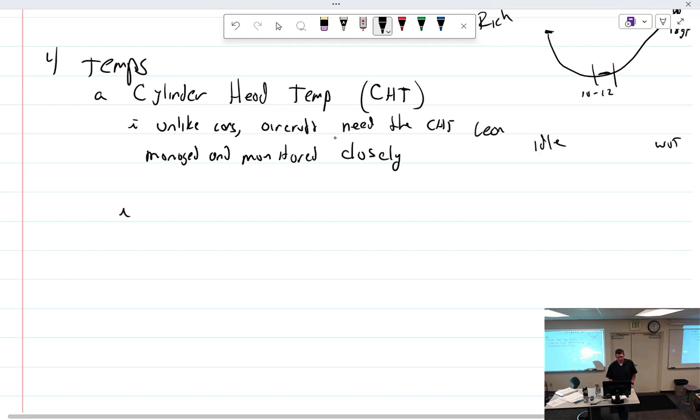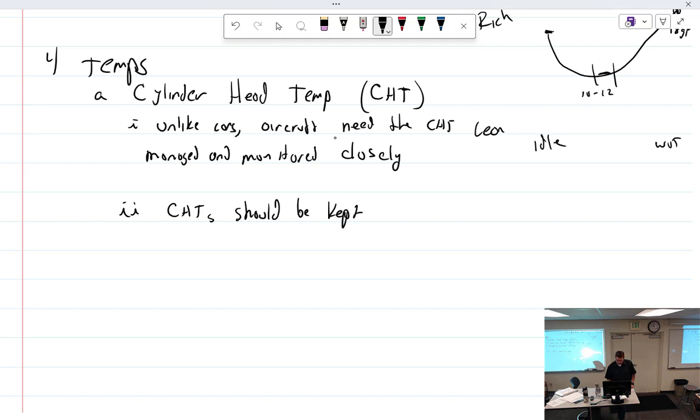All right, let's see. This is what I say. So this is me. As Peggy Hill would say, this is my opinion, and everybody agrees with me. CHTs should be kept to 400 degrees F or less. I run my engine around 360 to 380 degrees on my hotter cylinders.